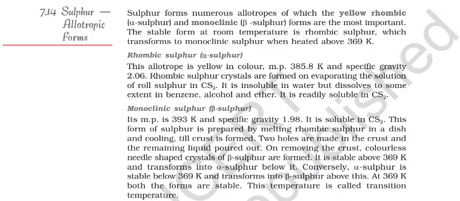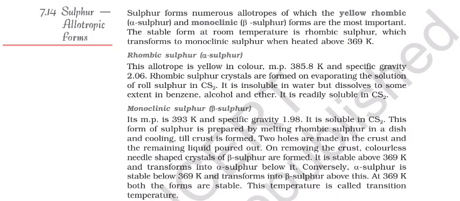Monoclinic sulfur, beta sulfur. Its melting point is 393 Kelvin and specific gravity 1.98. It is soluble in CS2. This form of sulfur is prepared by melting rhombic sulfur in a dish and cooling till a crust is formed. Two holes are made in the crust and the remaining liquid poured out. On removing the crust, colorless needle-shaped crystals of beta sulfur are formed.